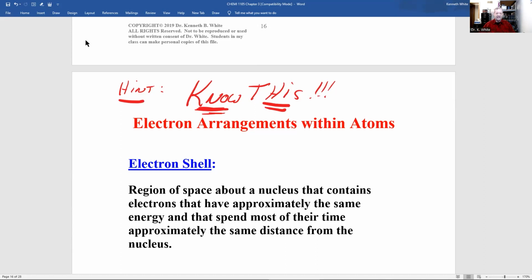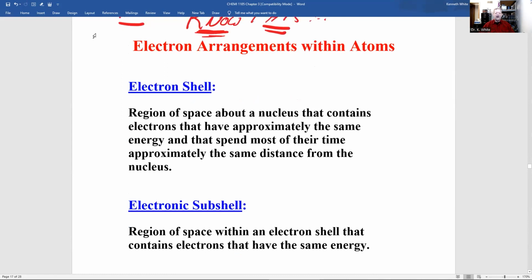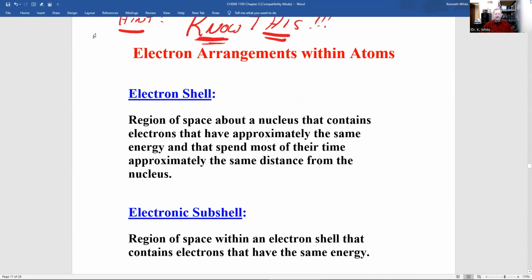Hint, know this. Let's talk about electron arrangements within atoms of elements. In other words, where are the electrons? Because the protons and neutrons are in the center of the nucleus. Now, electrons are found around the nucleus in what we call the electron shells.